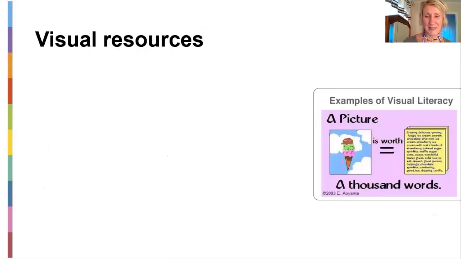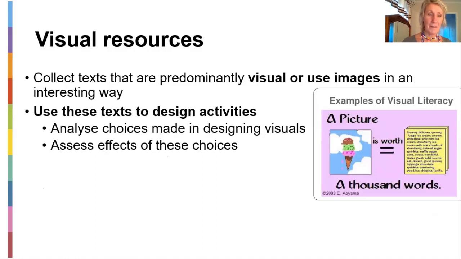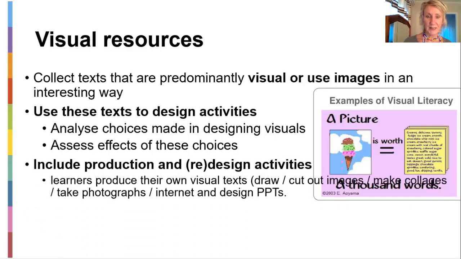Right, visual resources. A picture is worth 1,000 words. So often if you see a picture, instead of writing a whole paragraph about it, it says it all. So visual is very important. So start collecting your visuals and use visuals all the time in interesting ways. Use these visual texts to analyze why the designer used that angle or that shot or that sequence. What is the effect of putting those characters so far apart or so close together? So you would actually analyze the effect of those choices.